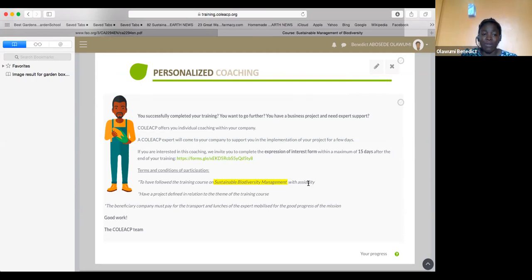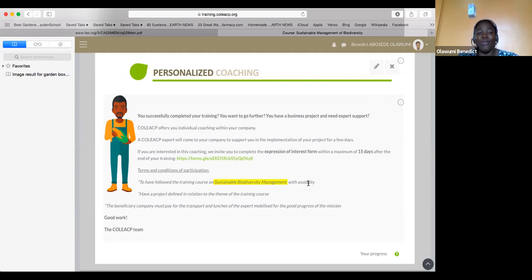CP will take care of the rest. But your responsibility is that you give transportation and lunch to the experts. And I believe that because COVID is still on, the experts will be from your country. So it won't be from outside the country. So we don't need to be afraid of flight tickets.